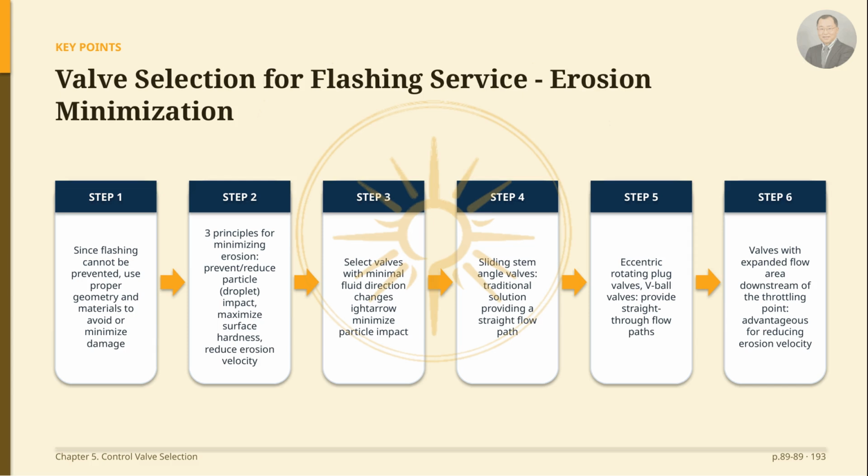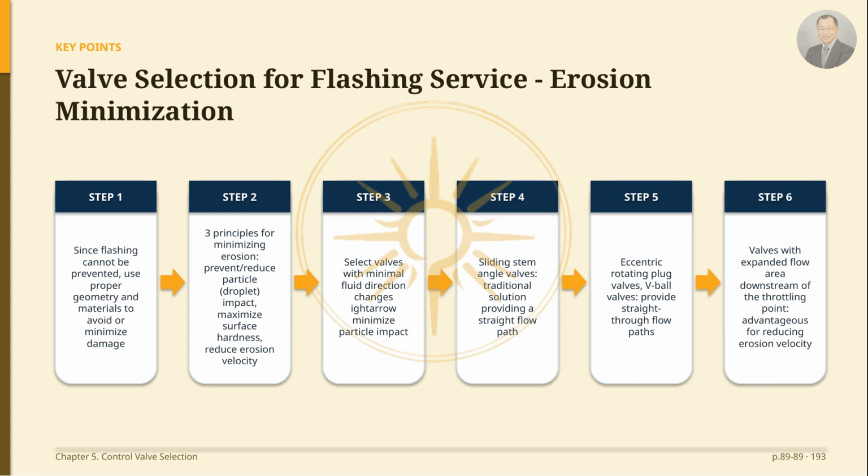Now, let's look at specific ways to minimize erosion in flashing services. Since flashing cannot be prevented by the valve, the best solution is to select a valve with proper geometry and materials to avoid or minimize damage. In general, erosion is minimized in 3 ways. First, prevent or reduce the impact of particles, in this case liquid droplets, with the valve surfaces. Second, make those surfaces as hard as possible. Third, lower the velocity of the erosive flow.